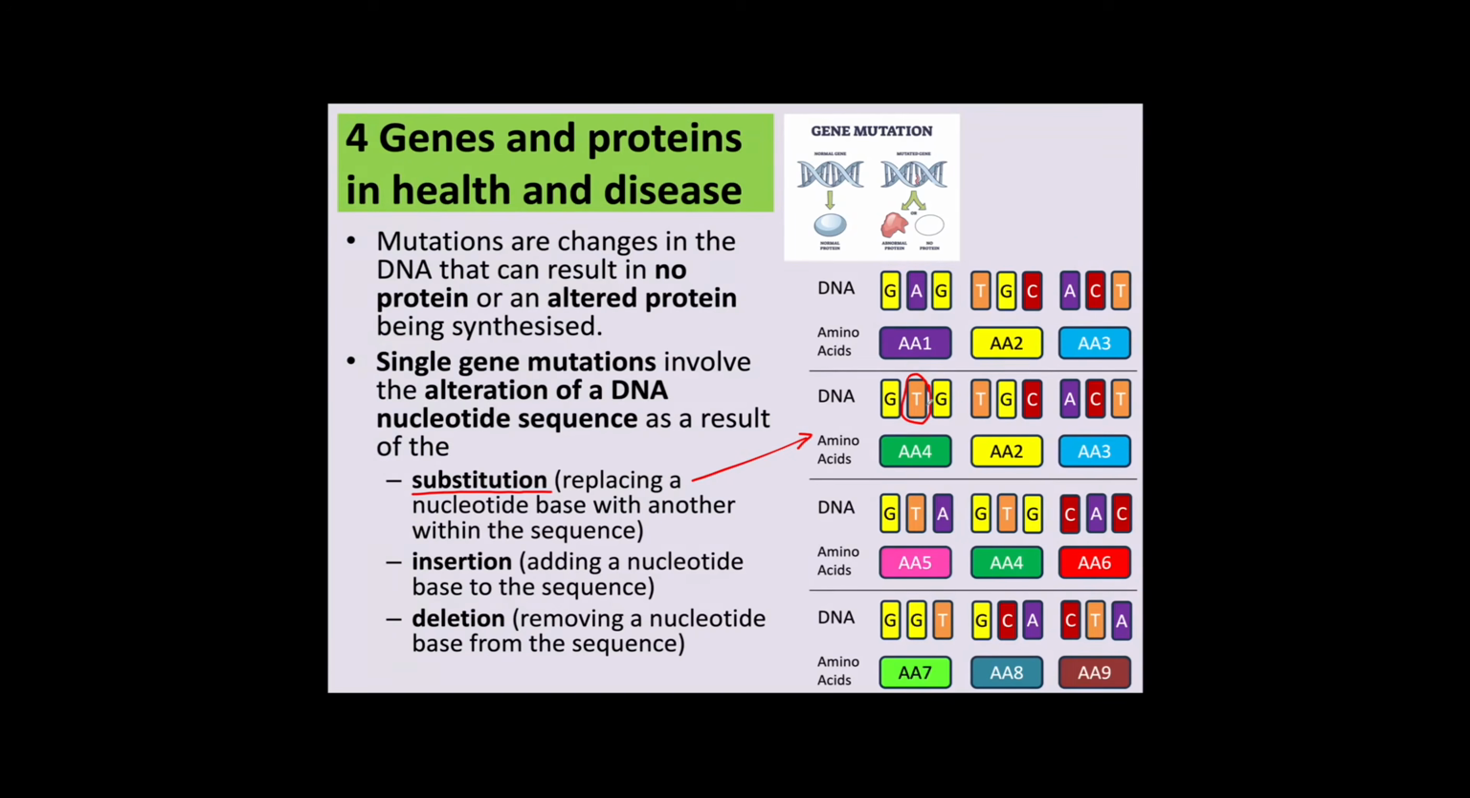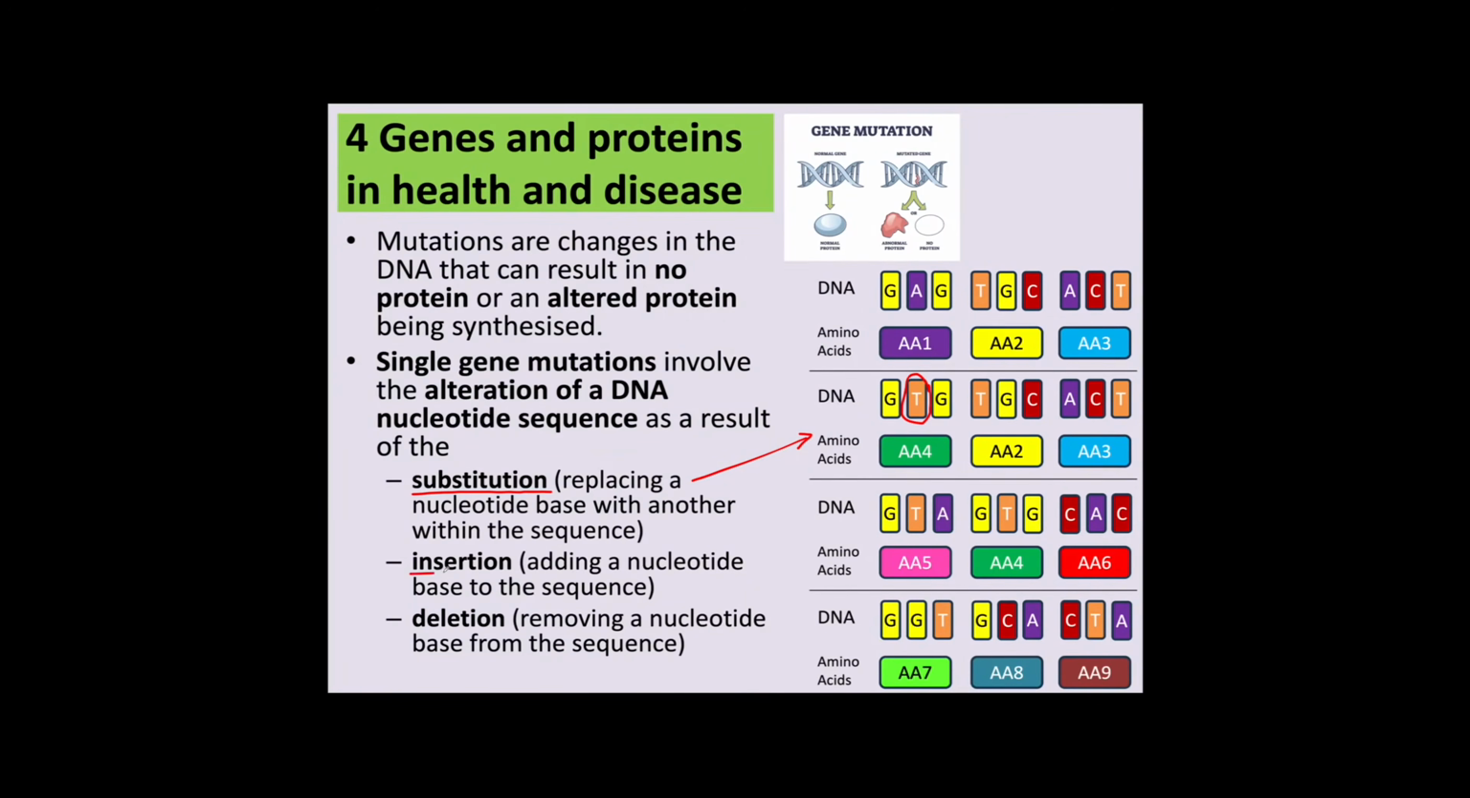Now, the impact of that is that it will alter one amino acid. Okay, it alters the amino acid that is coded for by this codon, but it does not impact the subsequent amino acids. They remain the same as they were. Okay, so substitution, where we're replacing one nucleotide base with another, has the impact of changing one amino acid, one codon. Okay, that's well worth remembering.